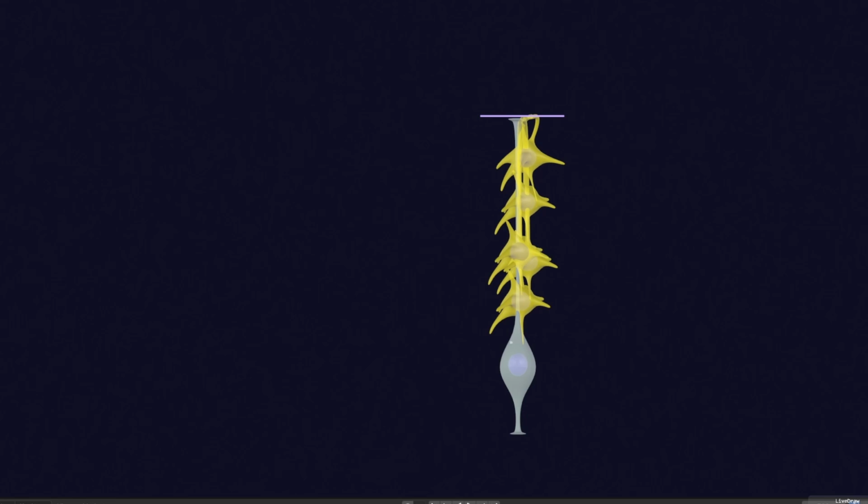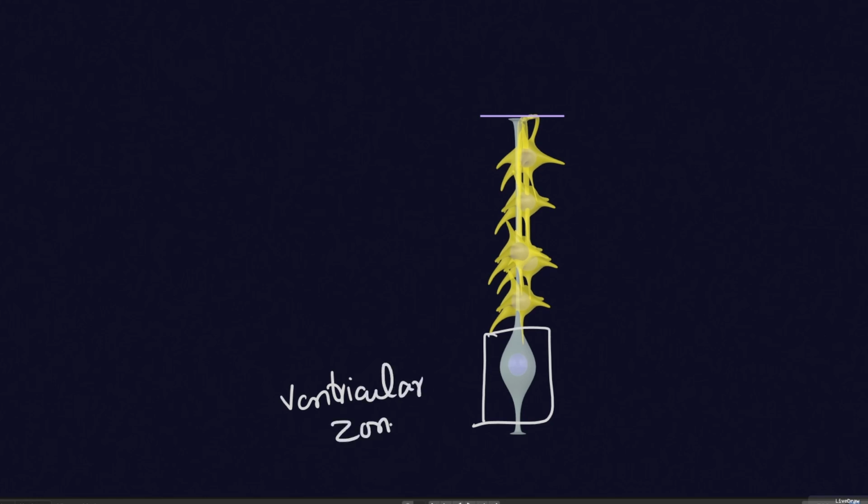Now here, if you look carefully, you can see that initially there was this single layer which contained the cell bodies of the radial glial cells, right? This is near the ventricular side, near the ependymal cells. So this layer is called the ventricular layer or ventricular zone or ependymal zone.